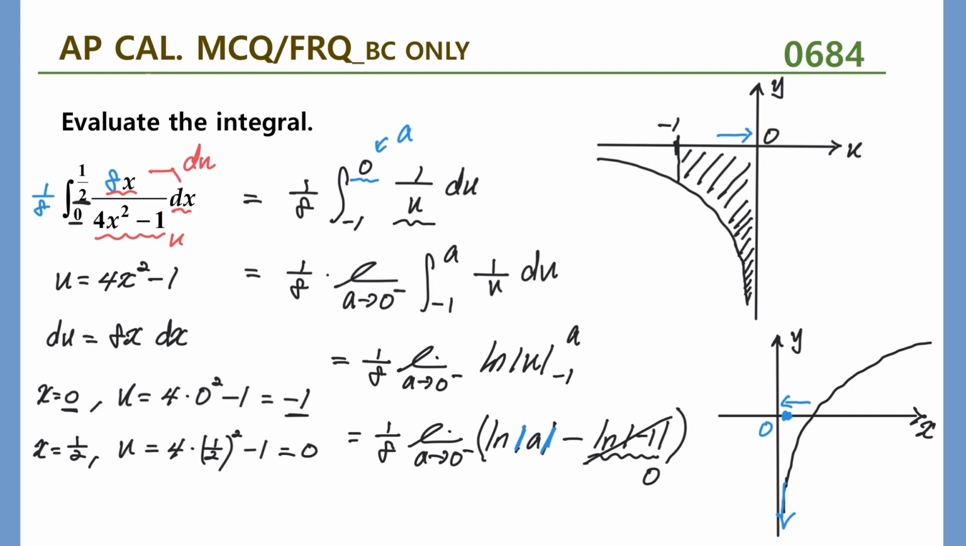So this limit value is actually negative infinity. So we have 1 over a times negative infinity. That's just negative infinity, right? So this improper integral diverges. This improper integral diverges, and the answer is negative infinity.